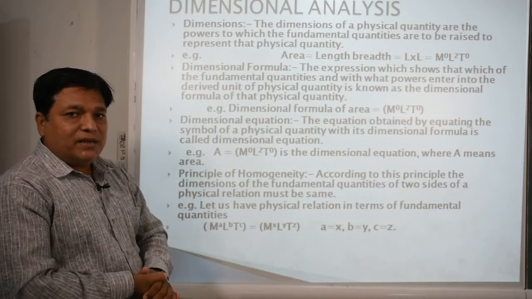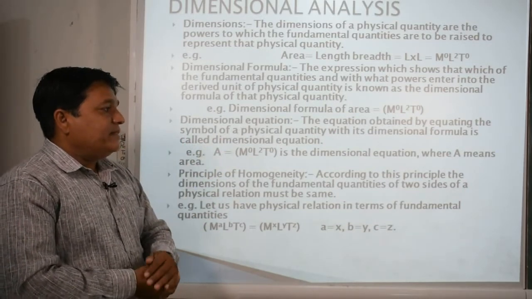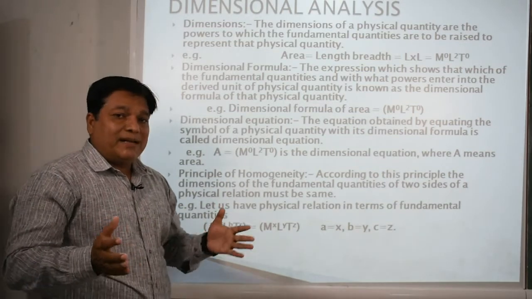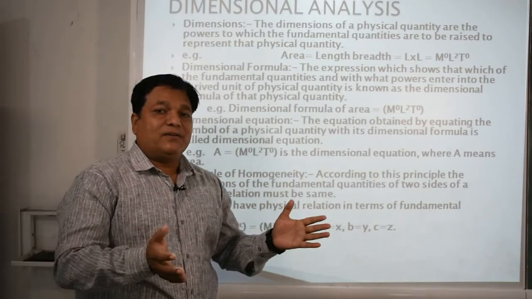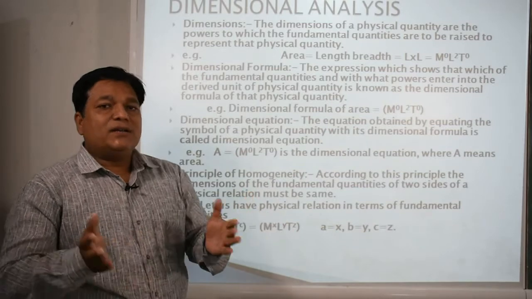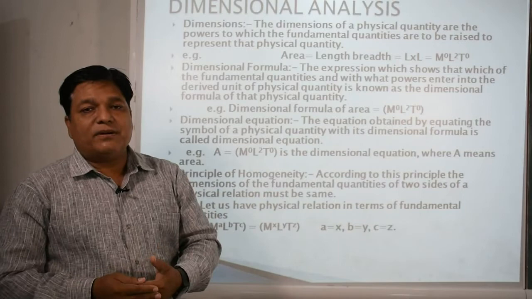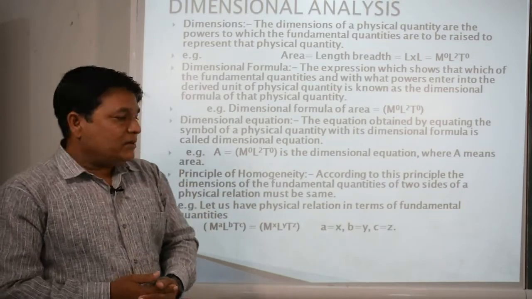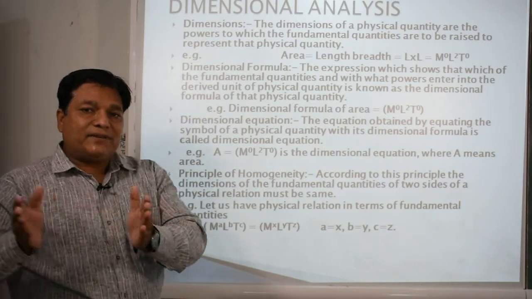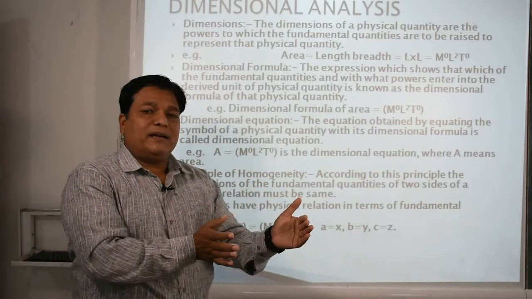What is a dimensional equation actually? The equation obtained by equating the symbol of a physical quantity with its dimensional formula is called a dimensional equation. For example, we are taking area. Area is a physical quantity, a derived quantity. So area A is equal to how much? Its dimensional formula, M to the power 0, L square and T to the power 0. This becomes the dimensional equation. So A, a physical quantity, is taken on the LHS, and its dimensional formula is taken on the RHS.